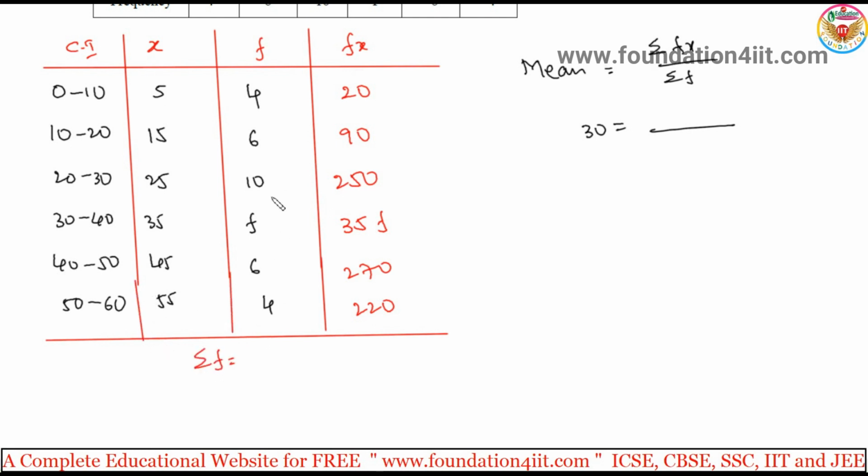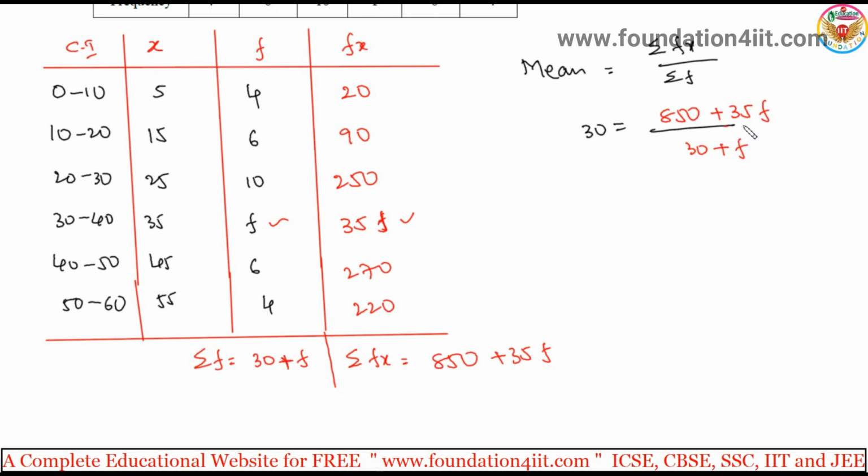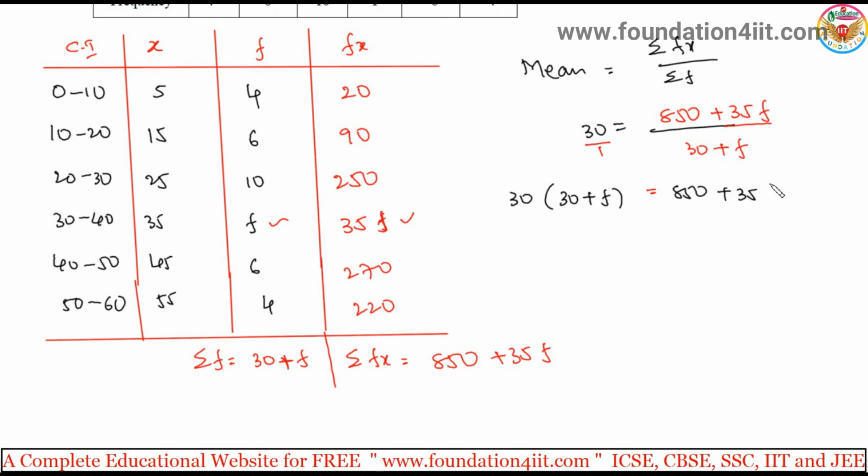After getting this, we need to add sigma f and sigma fx. In the sigma f column, except this f, the remaining numbers you can add: 30 plus f. And for sigma fx, except 35f, if you add the remaining numbers, you get 850. Just substitute in this formula: sigma fx is 850 plus 35f by 30 plus f. Just do cross multiplication, you get the answer. So 30 times 30 plus f equals 850 plus 35f.